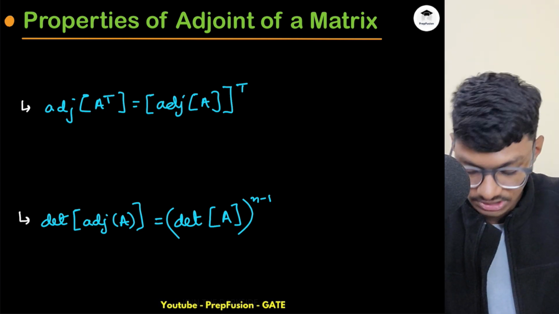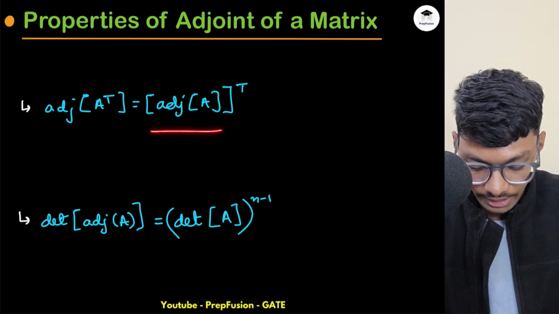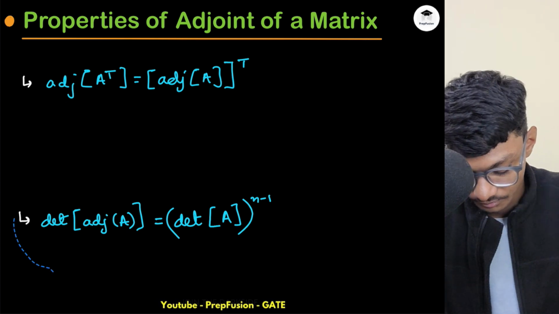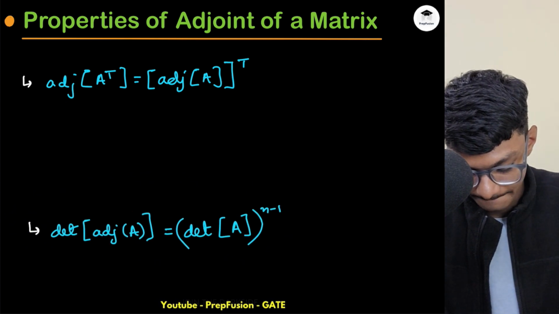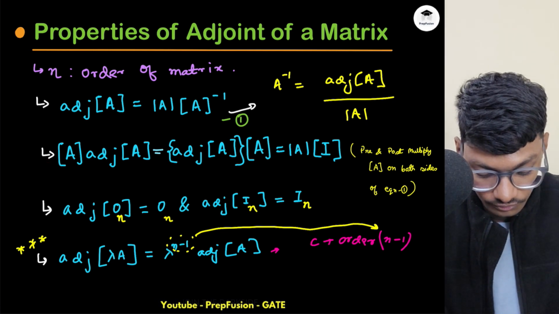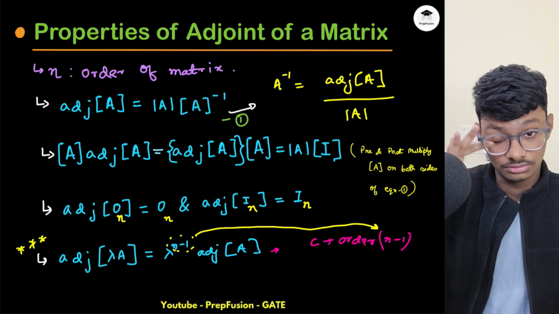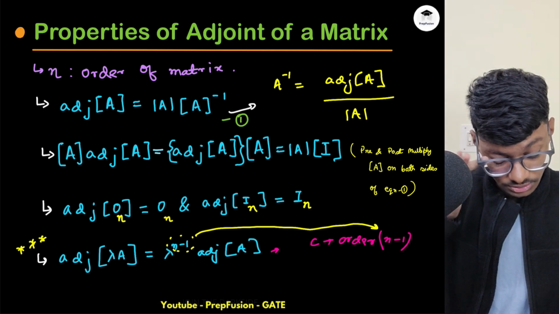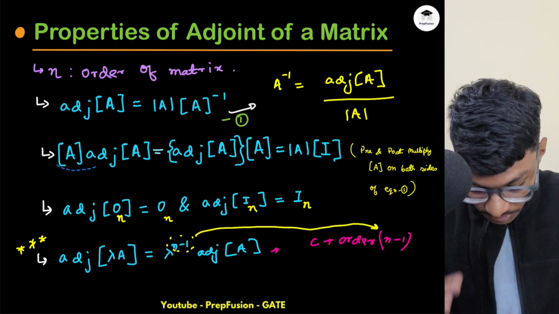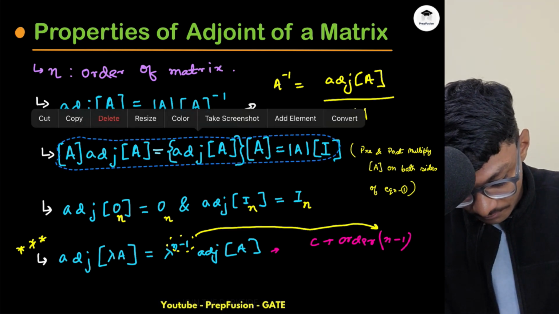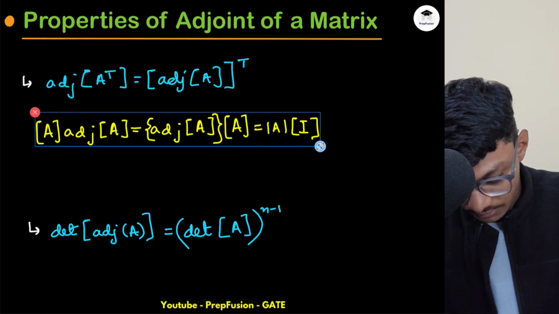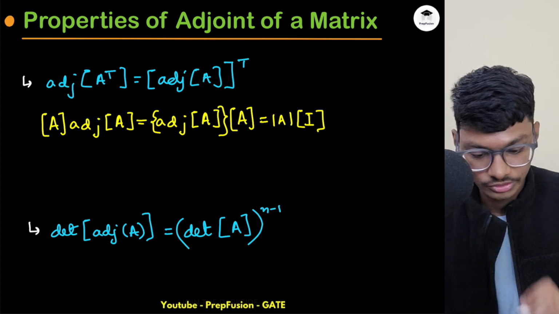The next property is simply adjoint of A transpose equals the adjoint of A, whole transpose. How do you prove this property? You have this equation, right? Just hold on a second. What you can do is take the transpose on both sides. Let me take this equation and color this differently. This equation is already valid.